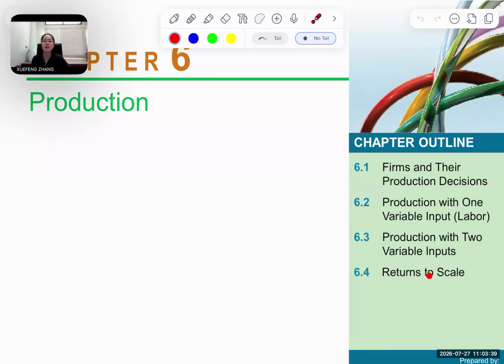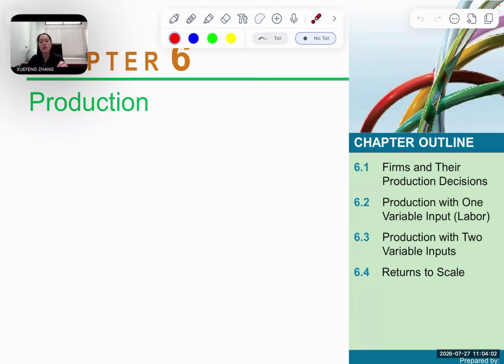If a firm doubles everything, workers, machines, materials, does output also exactly double? Maybe more, maybe less, we don't know. So we call it returns to scale. Okay? So simple example to keep in mind throughout.